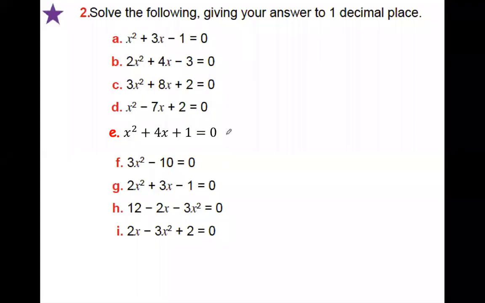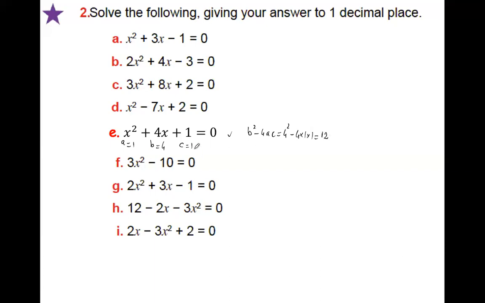Solve the following, giving your answer to 1 decimal. So let's do the one in the middle here. We're going to do this one. So again, first things first, a equals 1, b equals 4, c equals 1. Discriminant b squared minus 4ac is 4 squared minus 4 times 1 times 1. 16 minus 4 is just 12.